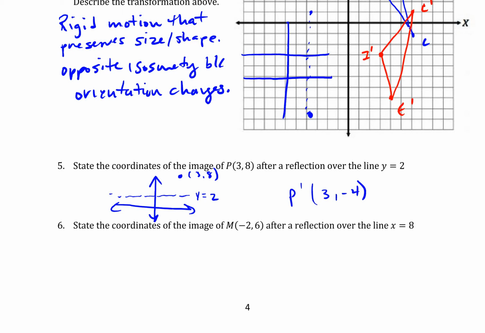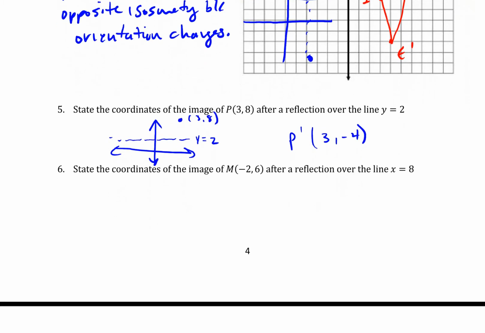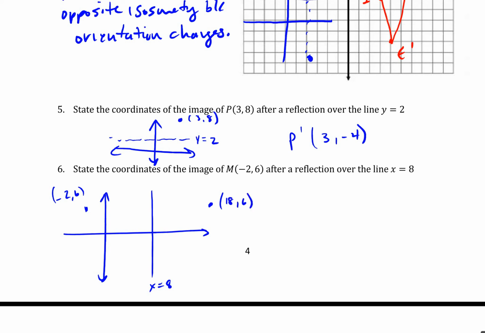Number 6 is the same thing. If we just make a quick sketch, x equals 8, that's a vertical line. So x equals 8 would be like here. The point (-2, 6) is over here. Well, that's going to be 10 away from this line, so if I go 10 in this direction, I'm still at a height of 6, but if I go 10 from 8, I'm at 18. So this point is going to be M prime, which is (18, 6).